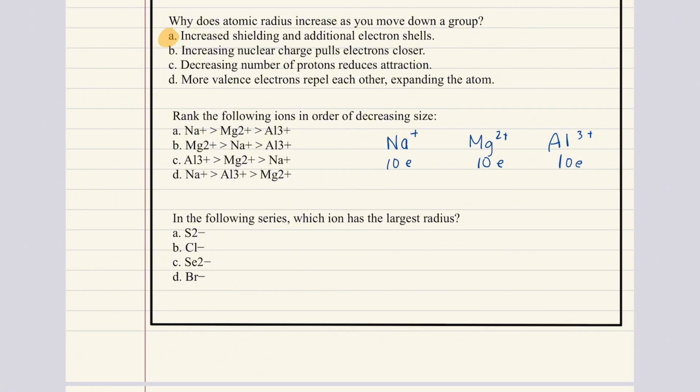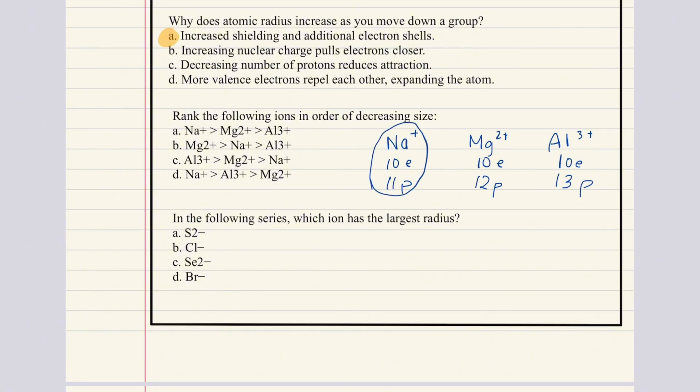These are ions with the same number of electrons, but a different number of protons. And when we're comparing isoelectronic species, nuclear charge is going to determine size. Higher nuclear charge pulls electrons closer, and that reduces their ionic size. Again, all 3 ions have 10 electrons, but a different number of protons. Sodium has 11 protons, magnesium has 12 protons, and aluminum has 13 protons.